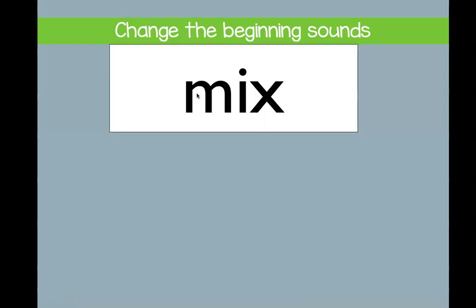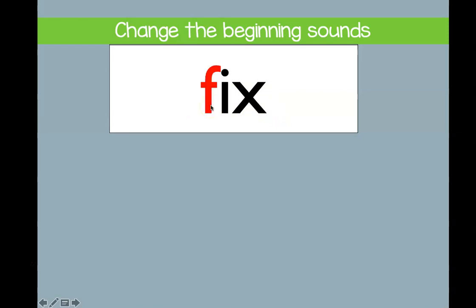Ooh, a tricky one. What is this word? M-ix. Mix. What beginning sound do you hear in mix? That's right. Ix. Let's change that beginning sound. You ready? Let's change it to an F. What does F sound like? F. All right, let's add that to ix. F. Ix.